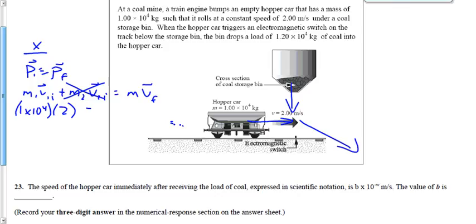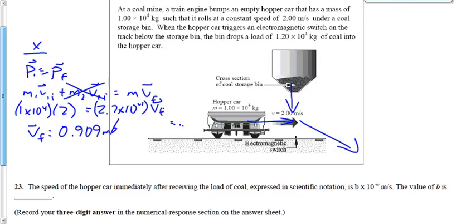Now, what's the combined mass? 10,000 plus 12,000 is 22,000, 2.2 times 10 to the 4 kilograms times VF. Solve for VF there. What do we get when we solve for VF right there? Thank you, Merrick. 0.909 meters per second. All right. That's the x component. That's how fast the hopper car and the coal are moving after the collision on the x-axis.